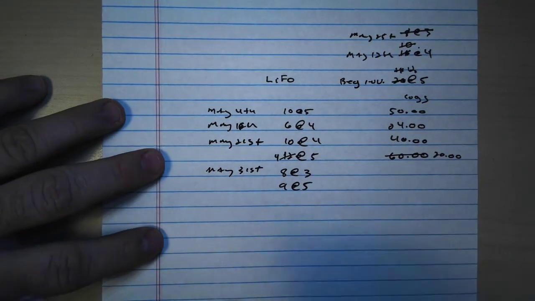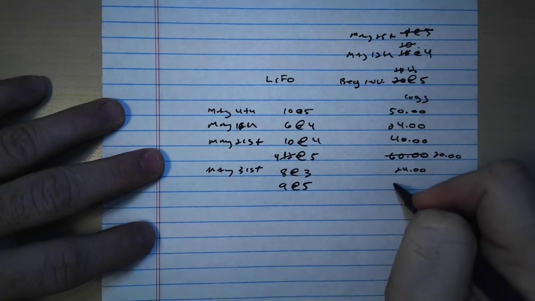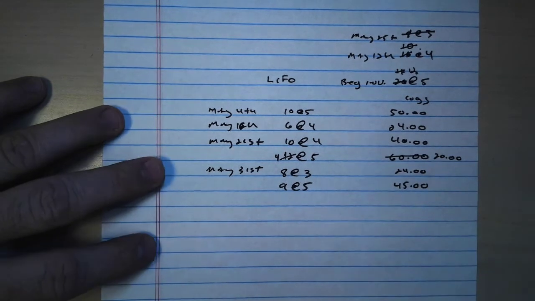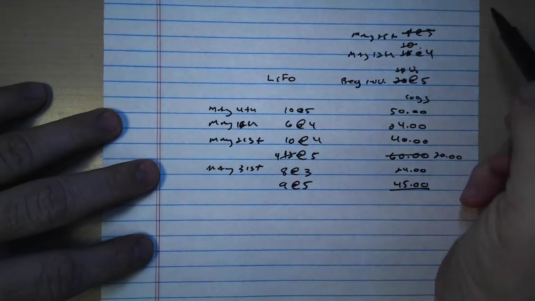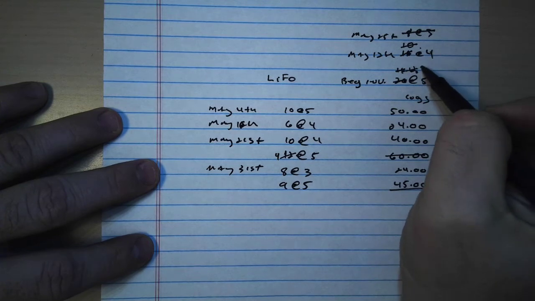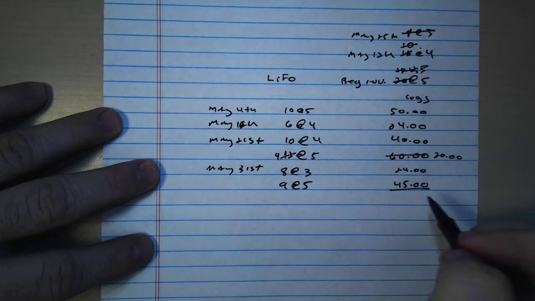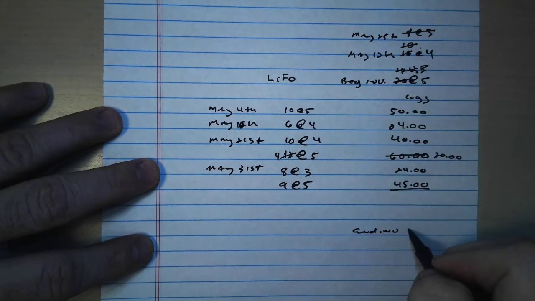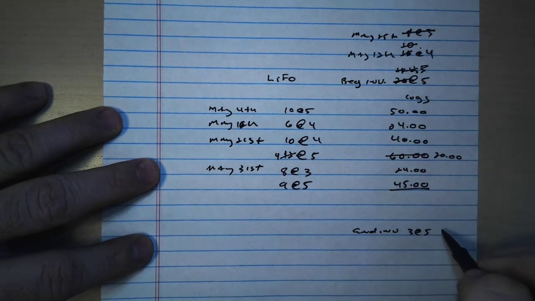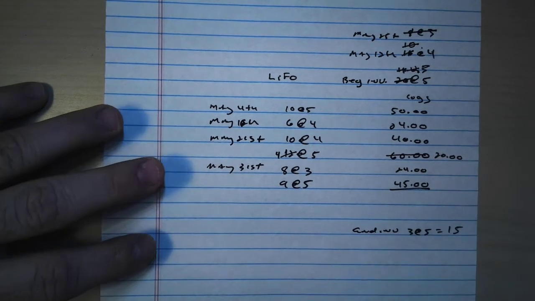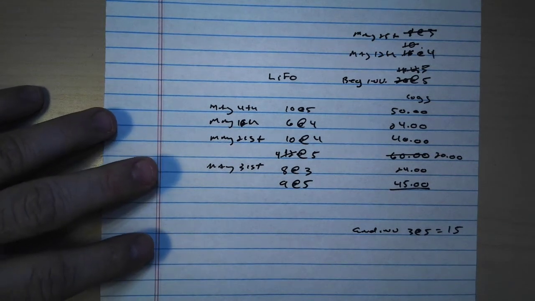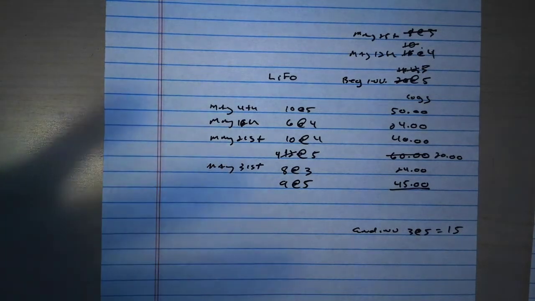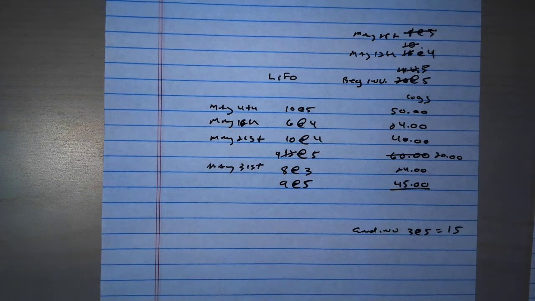So 8 at 3 is $24, and 9 at 5 is $45, and then this is pretty much it. We know we used 9 of these, so we have 3 at 5 left over. So ending inventory is going to be 3 at 5, which is $15. You can see that the valuation of the ending inventory is higher in this case, which, like I said, is because we have those depreciating prices.